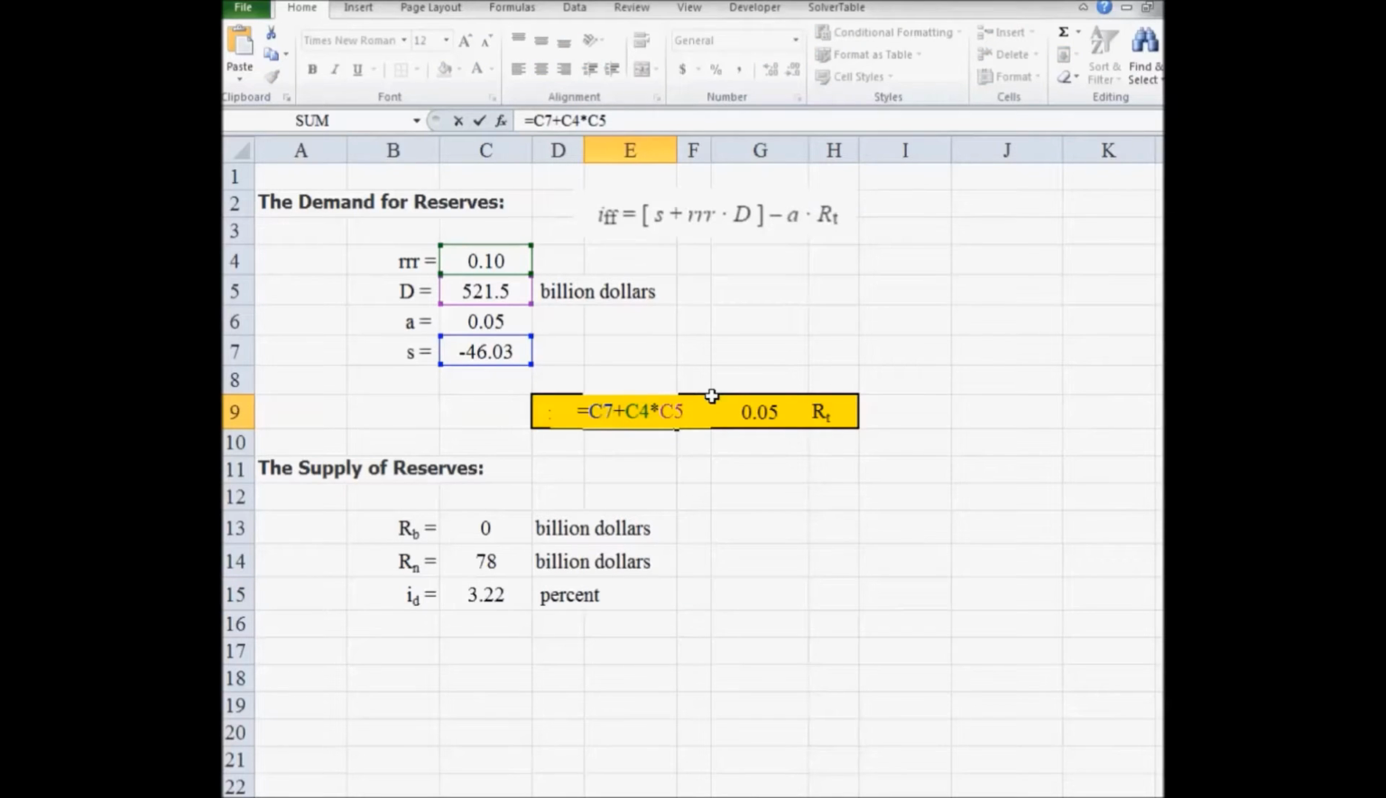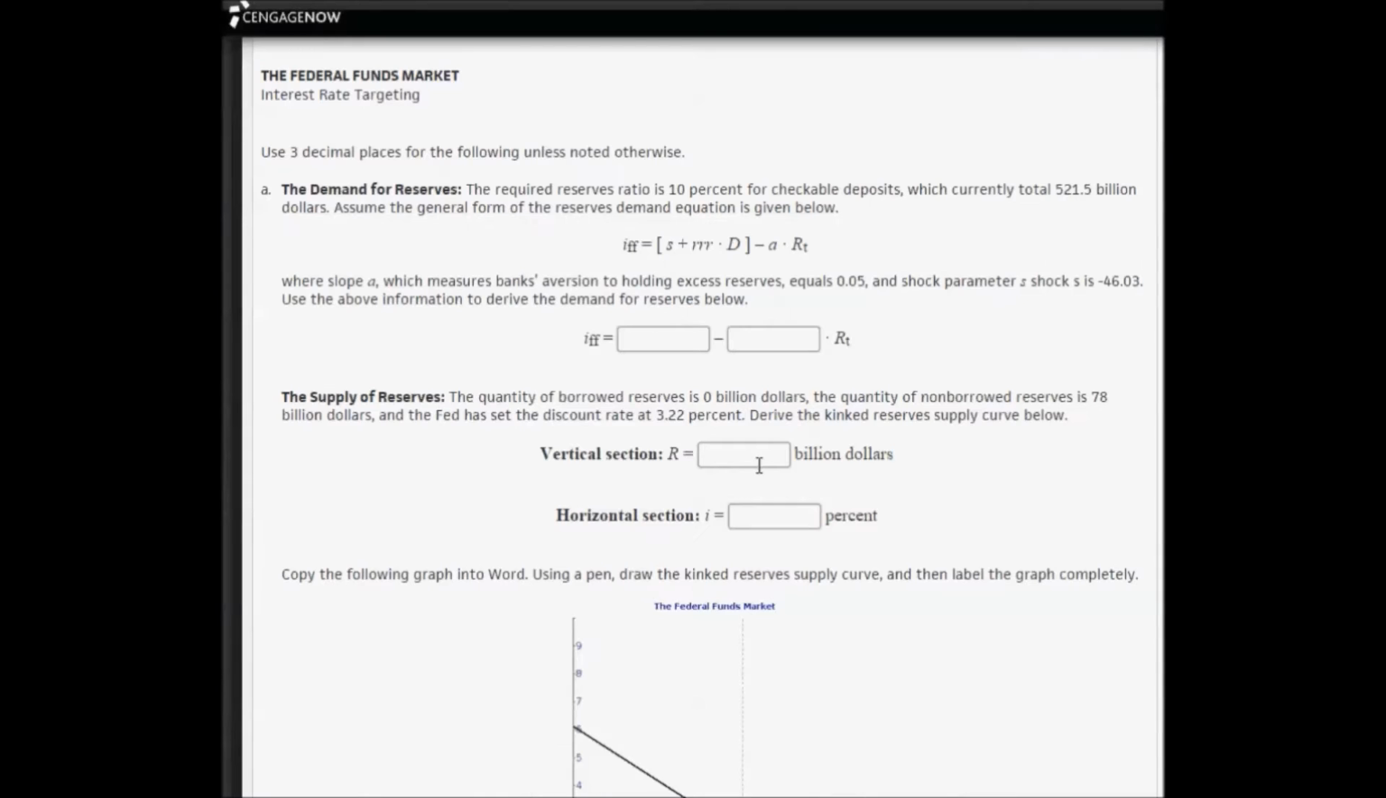Just like in problem 2, the intercept of the demand curve is the sum of C7, which is the shock parameter, plus the product of the reserve requirement ratio, 0.1, and checkable deposits, 521.5. So the intercept is 6.12. The slope is the aversion to holding excess reserves, 0.05.